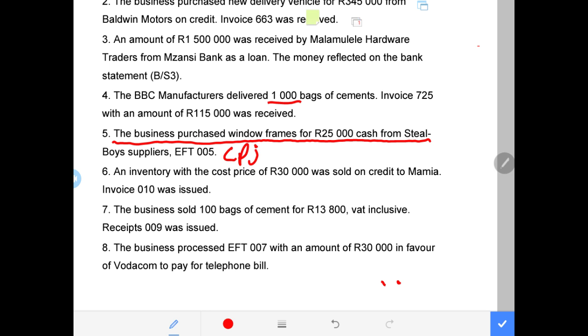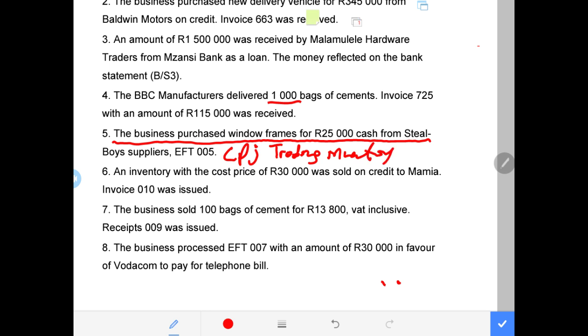Now, what business are we doing? We need to ask ourselves. We are a hardware. So can we also buy windows? Yes, windows and window frames are also part and parcel of what a hardware buys and sells. So in other words, these window frames are our trading inventory.